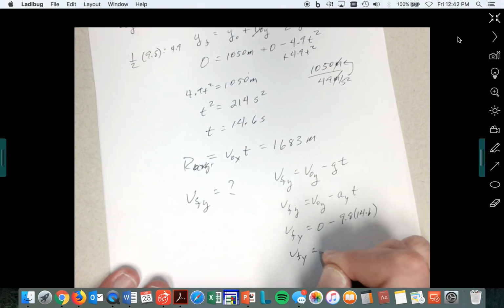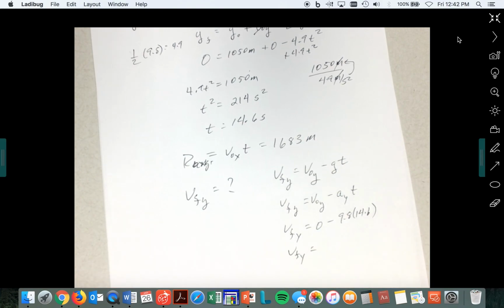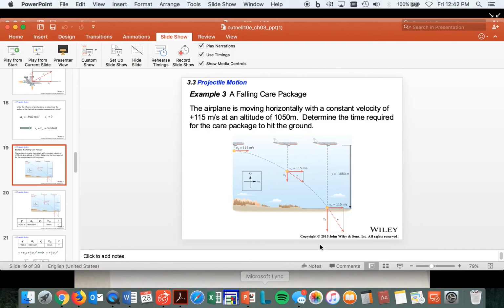So the final velocity in the y direction is going to be negative, right? Isn't that what they showed us in the picture? Wham! And it's huge, it's big. 9.8 times 14.6 is 143 meters per second. Yeah, almost right on the nose. 143 meters per second. So the first thing I always get is the time on these problems.